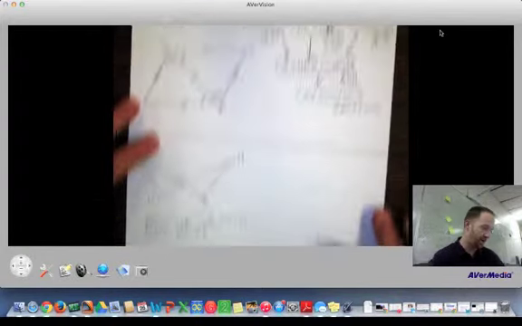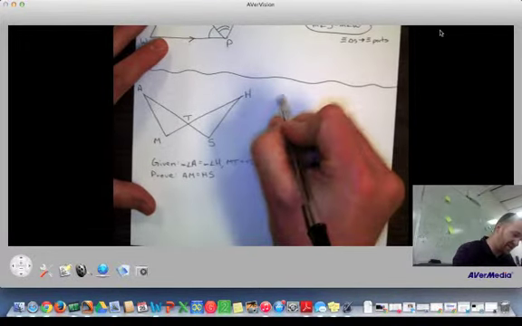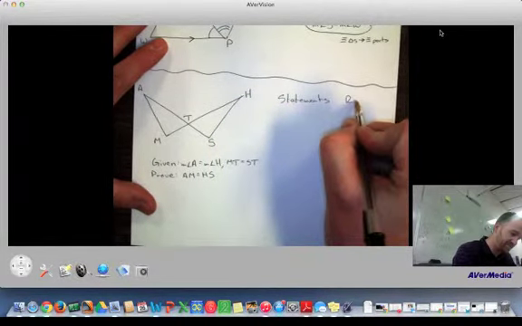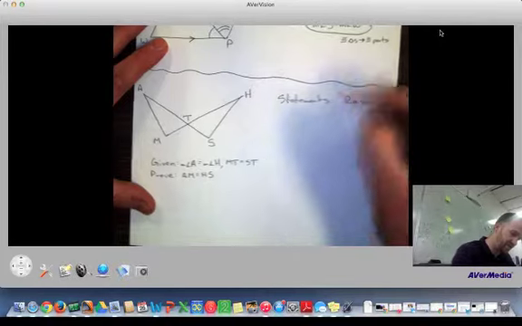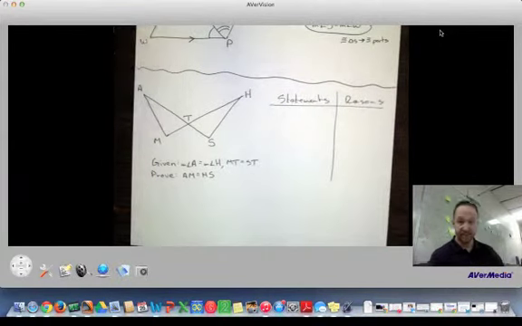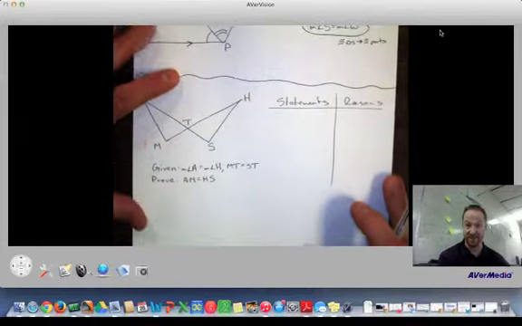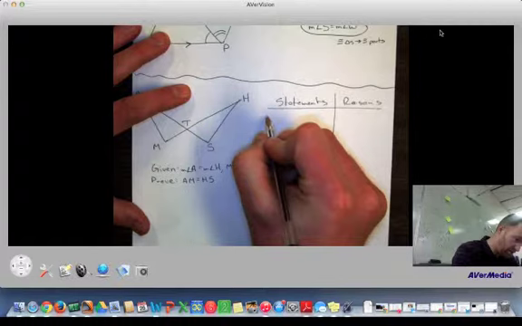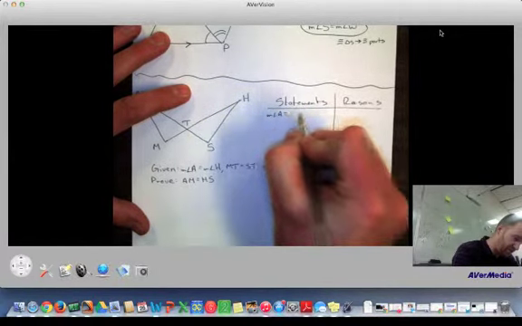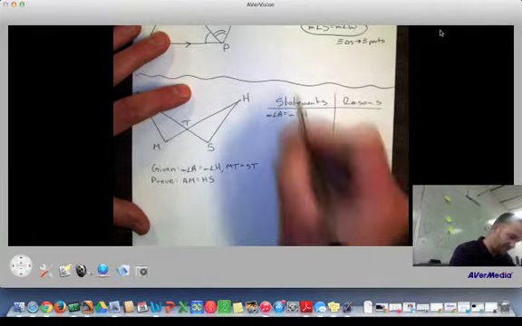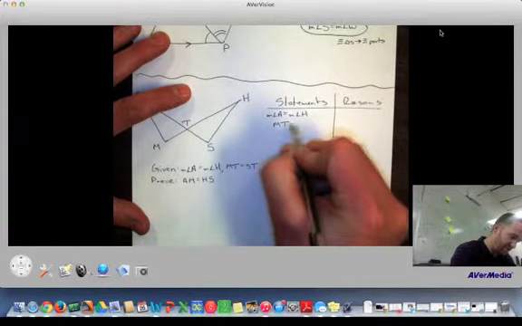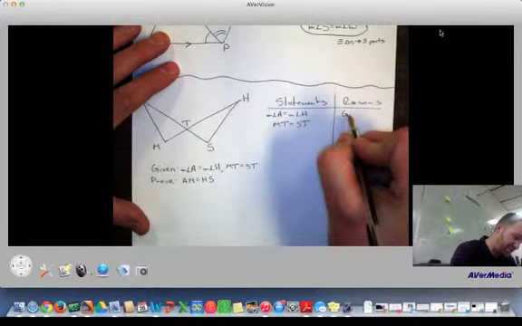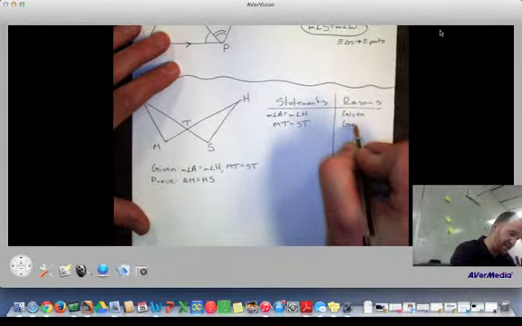Let's do one more proof. This time we'll do a two-column proof. So we'll need a statements column and a reasons column. Now these proofs, they always start with the given information. Always, always, always put that first. So measure of angle A equals measure of angle H, and MT equals ST. Those are the two things that we are given first. The reasons, since they are given, the reasons for those are given.